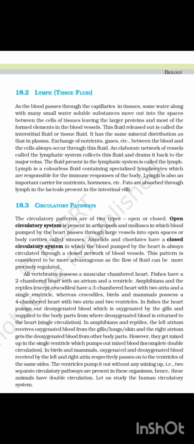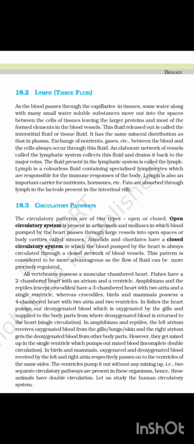An elaborate network of vessels called the lymphatic system collects this fluid and drains it back to the major veins. The fluid present in the lymphatic system is called lymph. Lymph is a colorless fluid containing specialized lymphocytes which are responsible for the immune response of the body. Lymph is also an important carrier for nutrients, hormones, etc. Fats are absorbed through lymph in the lacteals present in the intestinal villi.